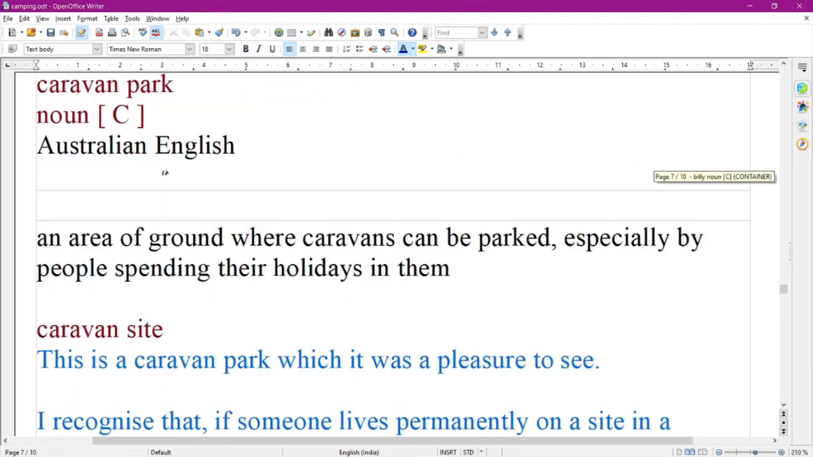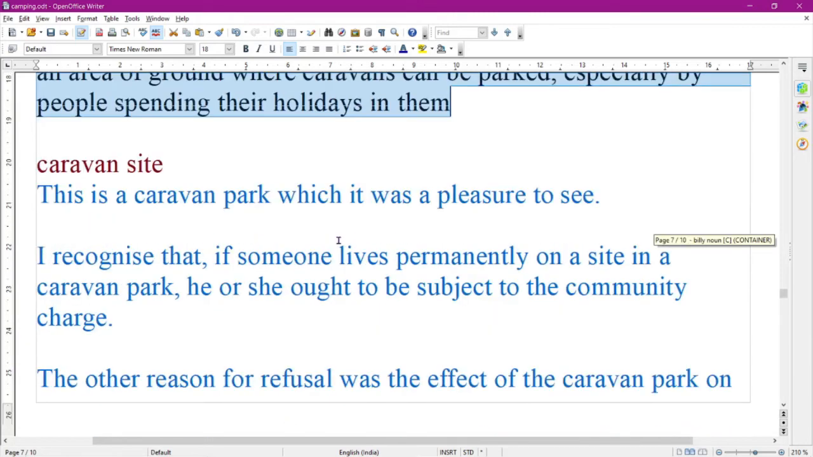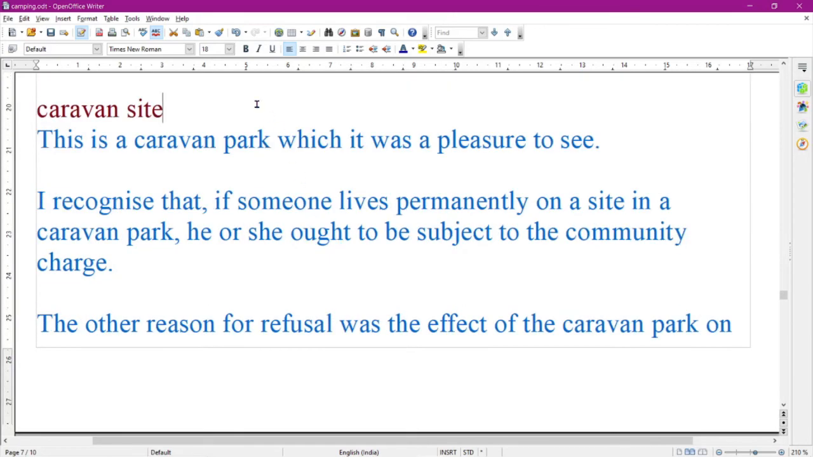Now it's caravan park. Caravan park means an area or ground where caravans can be parked, especially by people spending their holidays in them. People usually travel by vans, right? Caravans park together, and that place is known as caravan park. Caravan site is also known as campsite.